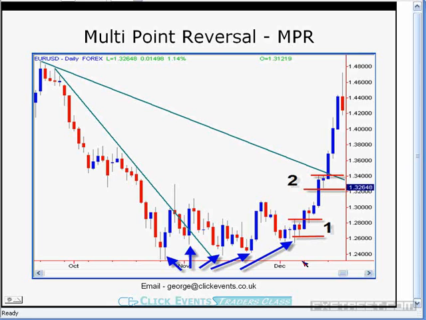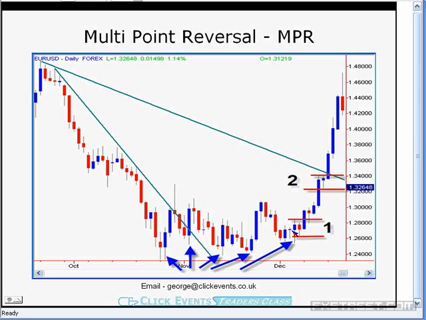Now let's just look at getting some trades on here. This is a true multi-point reversal in that we've got point 1, point 2, point 3, point 4, point 5, point 6, point 7, point 8, point 9. So there are 9 pivots within this, and this is bounded within this trading range, and then price starts to move higher.